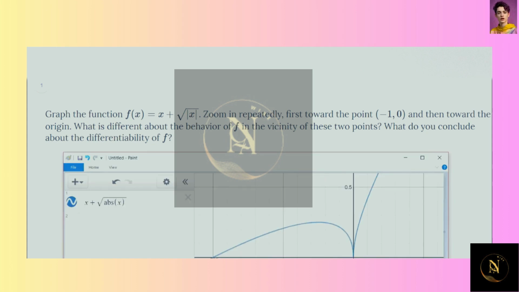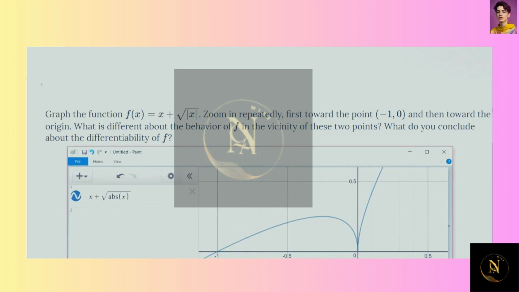So we take a look at the function here, plotted using a graphing calculator or any plotter, x plus the square root of the absolute value of x. And here we're looking at the 2 points in question, -1, 0, and the origin 0, 0. The behavior of f is different at each of these 2 points. Although it's continuous at every point here, we see the function is definitely continuous, as any number within this domain is part of the domain of the function. So -1 will give an answer of 0, as will x equals 0. So this is a continuous function.